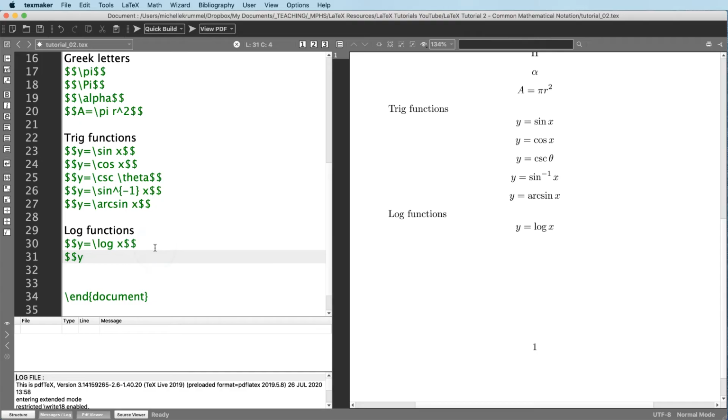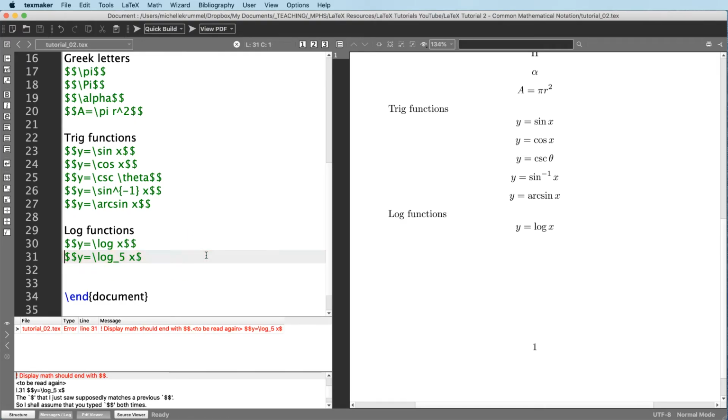So if we want log, backslash log, y equals backslash log. If we want base 5, for example, we need a subscript. So remember how we did subscripts. It's the underscore 5. And then I'm going to type a space. It's not strictly necessary because if I don't use curly brackets, it will only subscript the next digit. But just to be clear, I like to always put a space there like that.